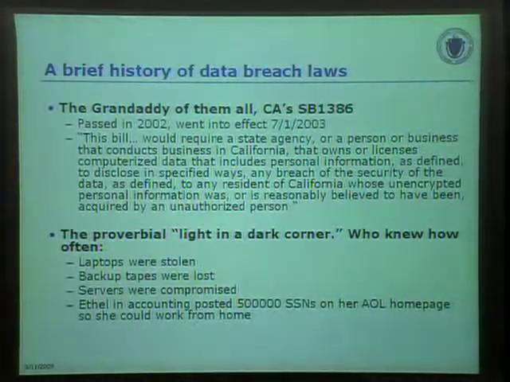This, after it went into effect, was a proverbial light in the dark corner. We really didn't know how often laptops were stolen, backup tapes were lost, servers were compromised. Ethel in accounting posted 500,000 Social Security numbers to her AOL homepage so she could work from home. Everyone suddenly started reporting to people in California, oh, hey, we lost your data, sorry. Which was interesting because all of a sudden we'd find out that somebody lost a tape in the middle of New York City that contained Social Security numbers. California got notified. However, no one else did. And we're all kind of scratching our heads saying, I'm sure my data was on there. I have an account with you guys.